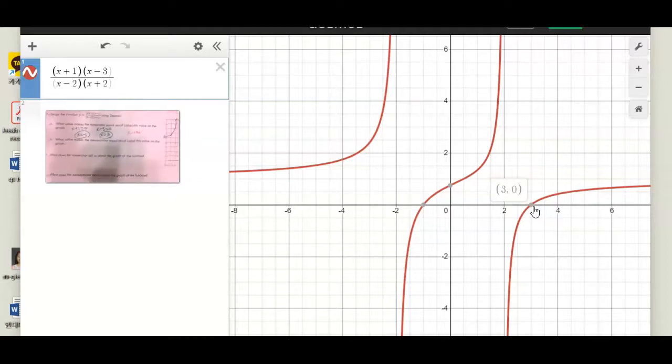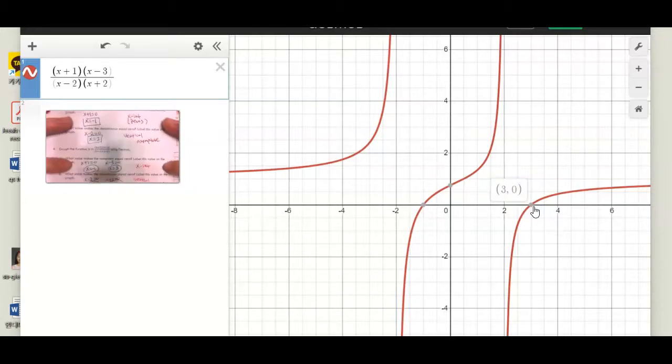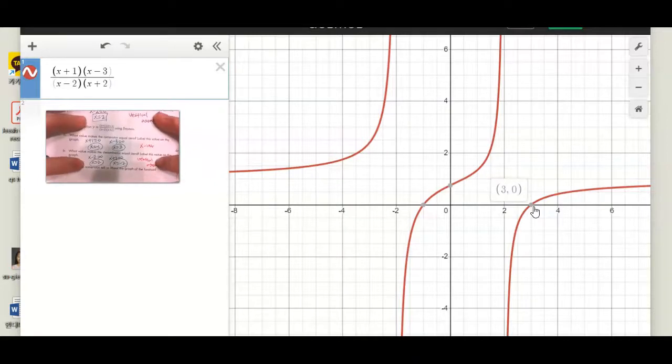Cool. All right, what makes my denominator equal to 0? x minus 2 equals 0, x equals 2. x plus 2 equals 0, x equals negative 2. What happened at 2 and negative 2? What are those? Vertical asymptotes. So the same thing happened as in the previous example, right? When you set the numerator equal to 0, both gave you the x-intercepts. When you set the denominator equal to 0, both gave you the vertical asymptotes.